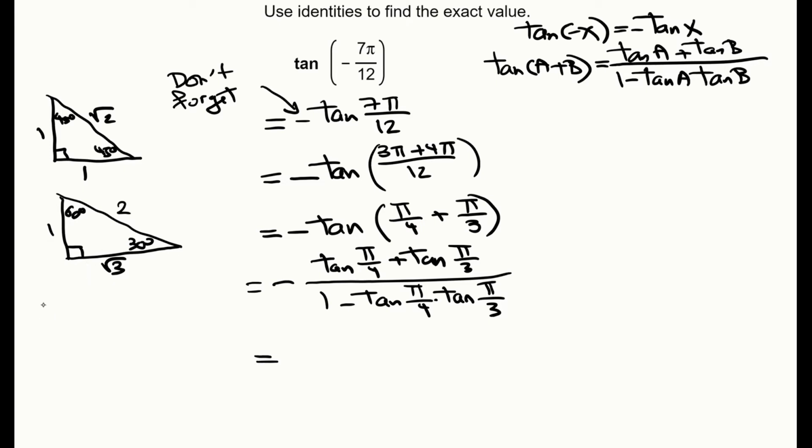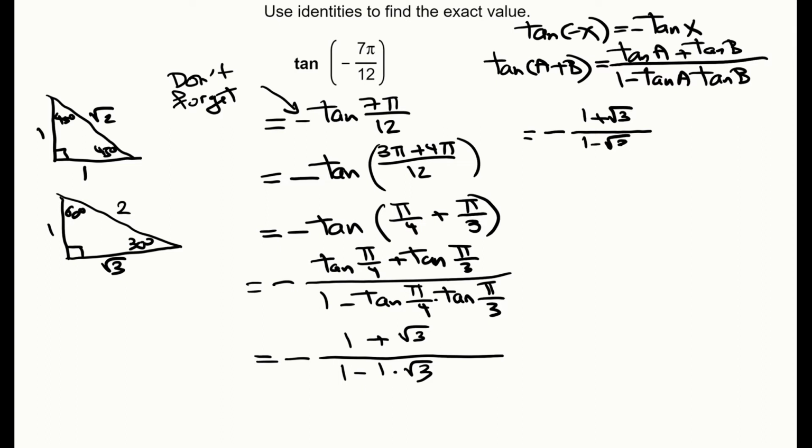So here, let's not drop the negative. We end up with tangent of pi over 4, which is just 1 over 1, we said is 1, plus tangent of pi over 3, which we just mentioned, is square root of 3. Down below we get 1 minus tangent of pi over 4, which is 1 again, times tangent of pi over 3, which is square root of 3. So we have negative 1 plus square root of 3 over 1 minus square root of 3.